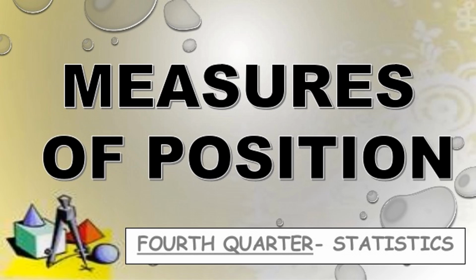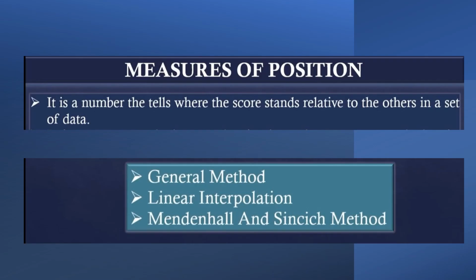For today's discussion po, I'm going to discuss measures of position. Okay? So measures of position class, it is a number that tells where the score stands relative to the others in a set of data. So kinukuha po dito kung ano yung posisyon ng inyong score. For example, sa 1 to 20 na exam, nakakuha kayo ng 10. So, i-compare natin yung score nyo na 10 sa mga scores na nakuha ng inyong kaklase.